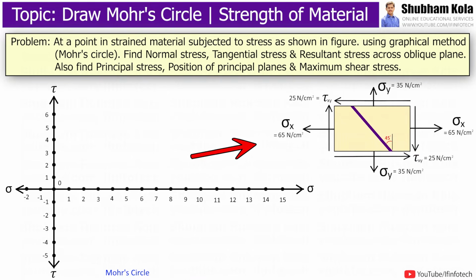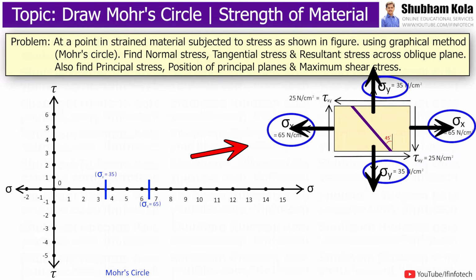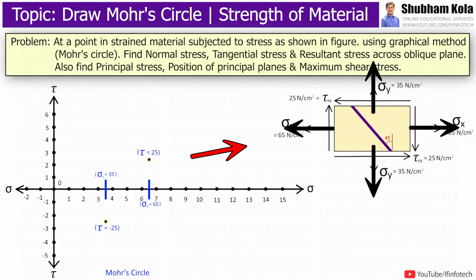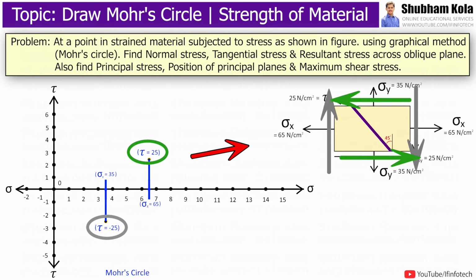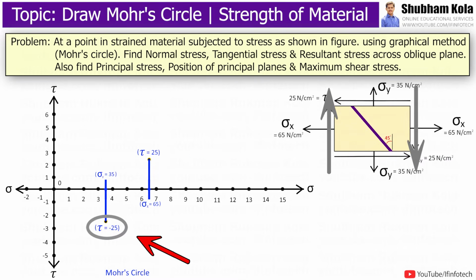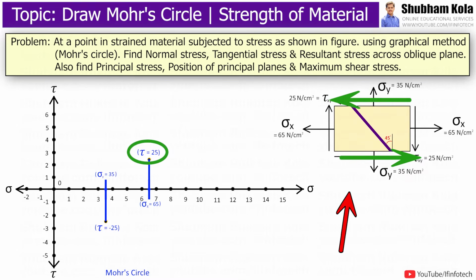Here in the problem, two mutually perpendicular normal stresses, sigma x and sigma y, are given. So let me plot the values of sigma x and sigma y on the horizontal axis. Now there are two shear stresses corresponding to stresses sigma x and sigma y, and we know the shear stress will be plotted either upwards or downwards. If the shear stress is clockwise in nature, then it is negative, and if the shear stress is anti-clockwise in nature, then it is positive.